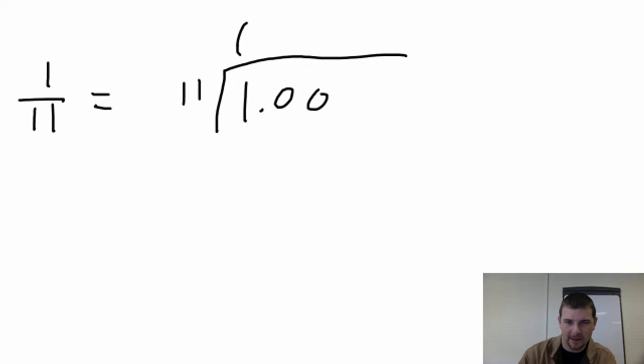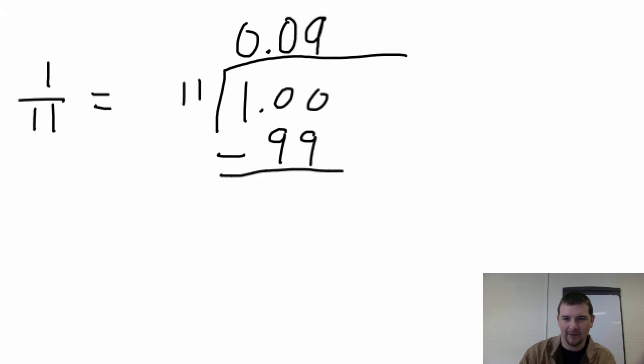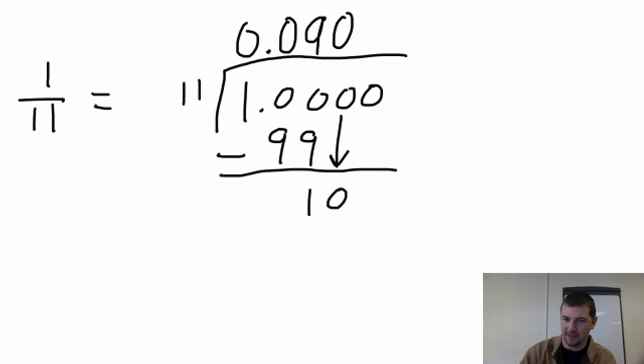11 goes into 1, 0 times. Decimal point. 11 goes into 10, 0 times. 11 goes into 100. Well, 11 times 10 is 110. So we must be considering 1 less than 10 times, so 9 times. 9 times 11, 99. Subtracting 99 from 100, we're left with 1. We drop down the next 0. 11 goes into 10, 0 times. Drop down the next 0. 11 goes into 100, 9 times.